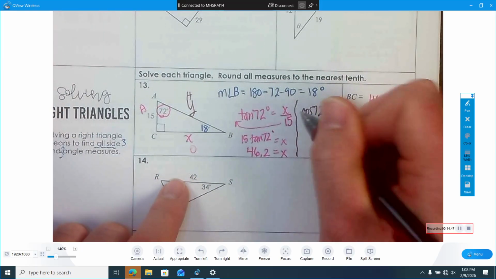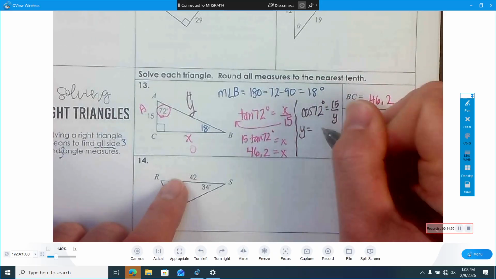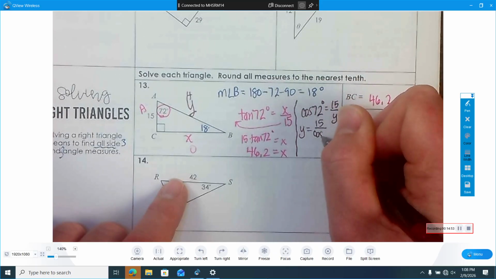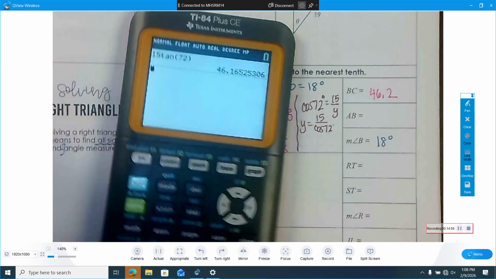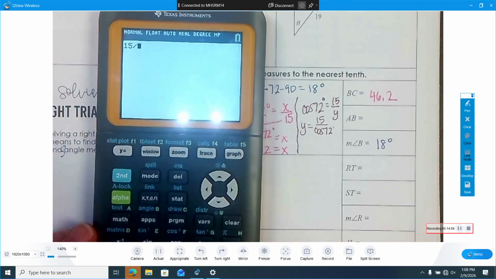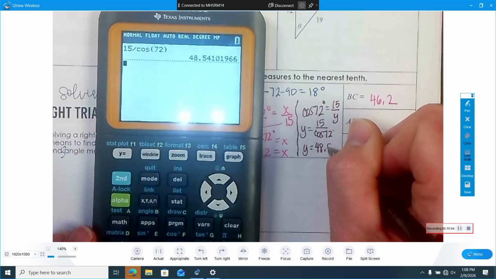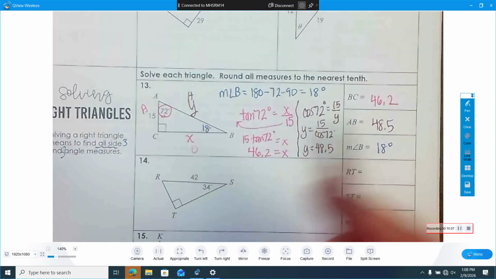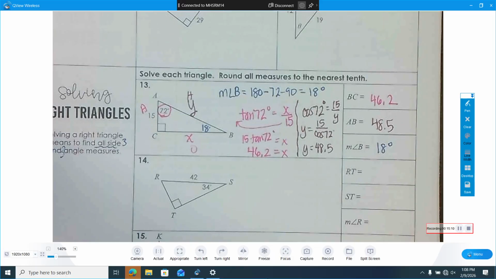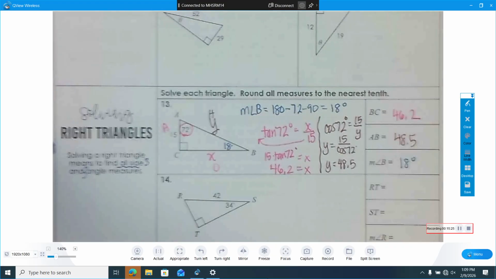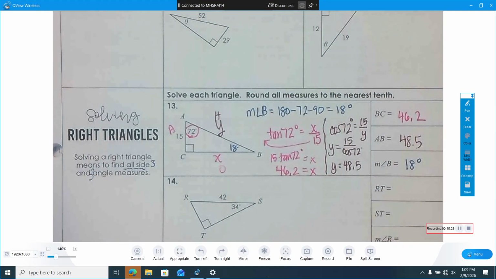So I would multiply by Y and then divide by the cosine. So it would turn out to be 15 divided by the cosine of 72 degrees. So 15 divided by the cosine of 72, we get 48.5 for that side AB, the hypotenuse. So pretty easy. But that's it. And using trig is the fastest way to do that. Do you have any questions? Right. Yep, that looks better.